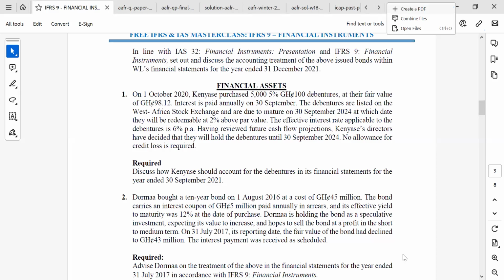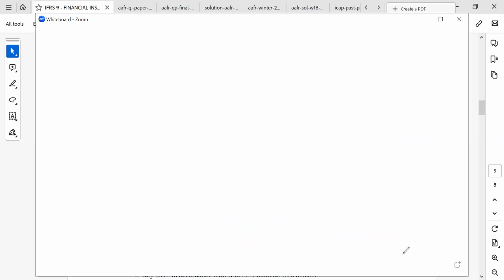So the last time we looked at how to account for financial assets in the books of the issuer, or in the books of the seller. Today we are coming to look at financial instruments in the books of the buyer, or the purchaser, or the acquirer. If you are the one buying, purchasing or acquiring the financial instruments, that will be an asset to you. And how do you account for that?